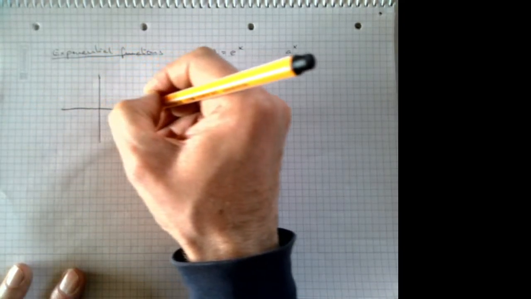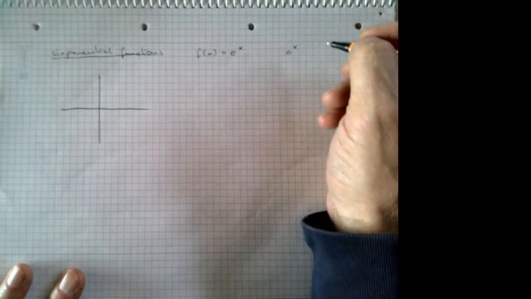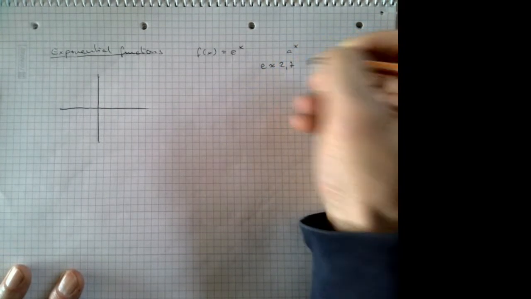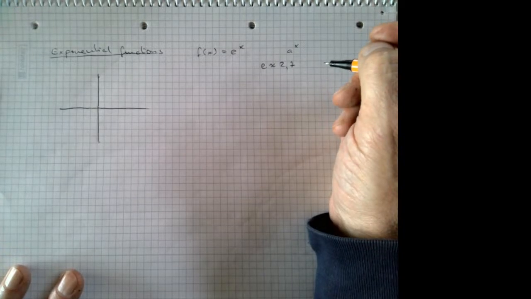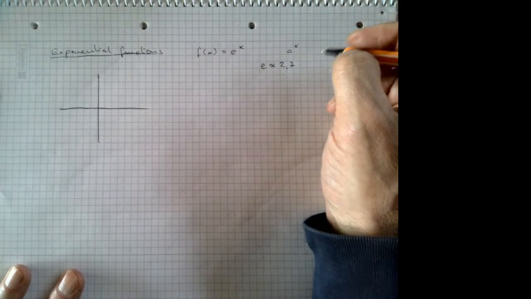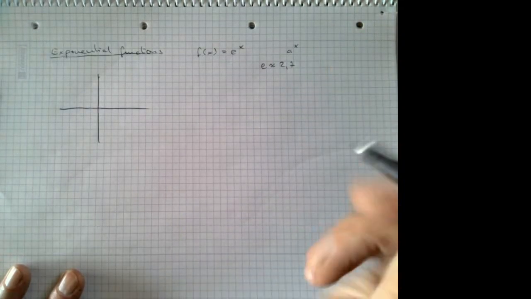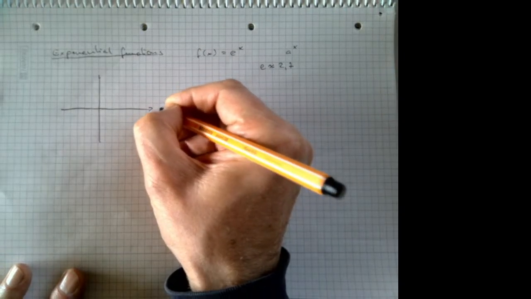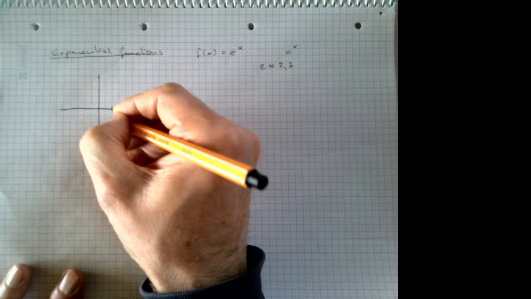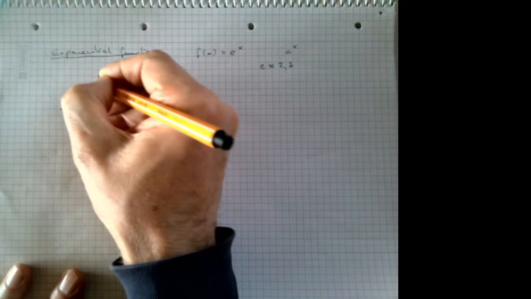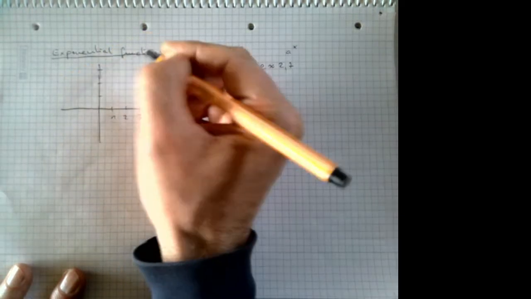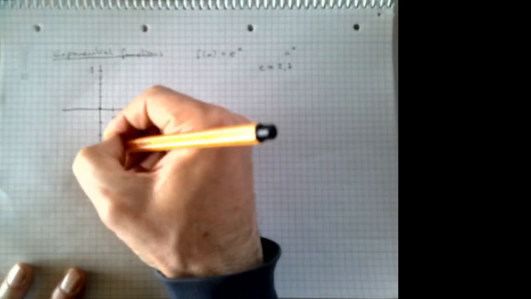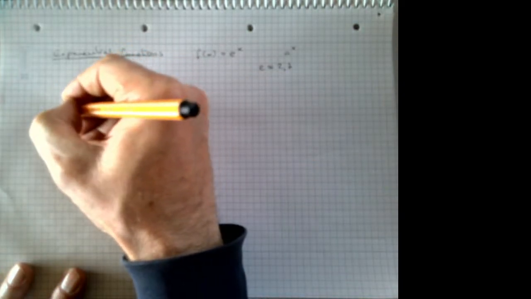e can also be seen as a number, right? Do you remember what this approximately is? Approximately 2.7, right? Can you give me some more decimals? How large is this number? But 2.7 is good enough. Okay, so let's say this is x. 1, 2, 3. 0, of course, is the origin. And then here the negatives.